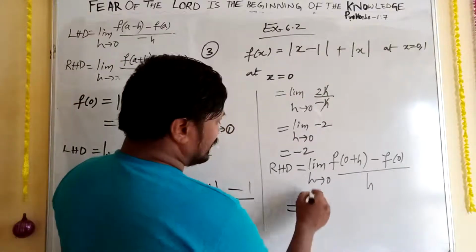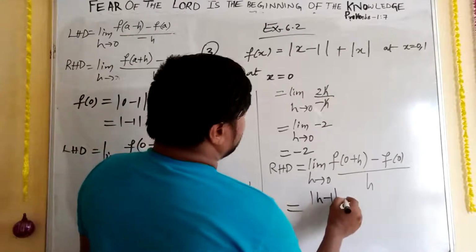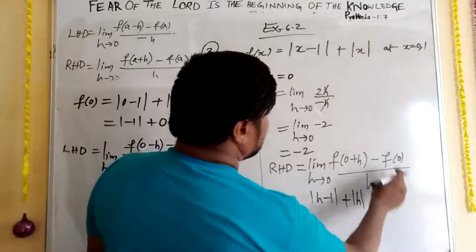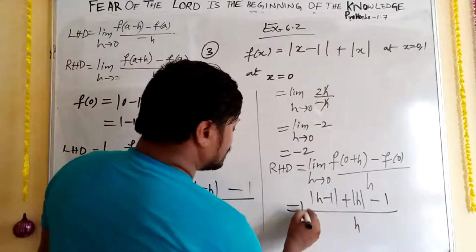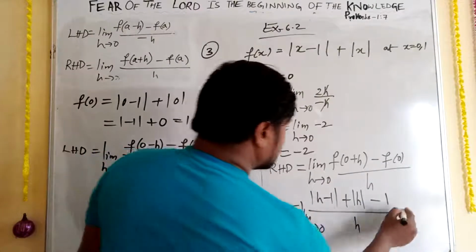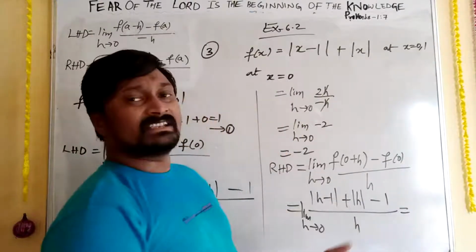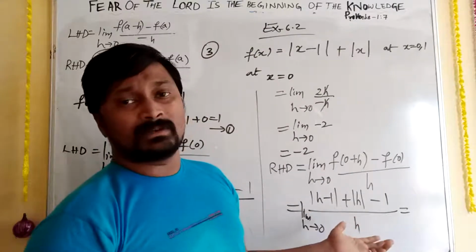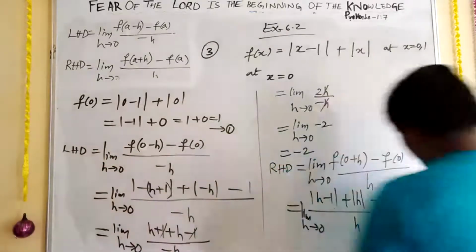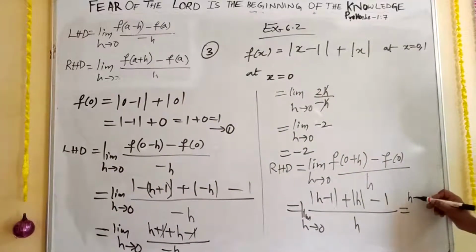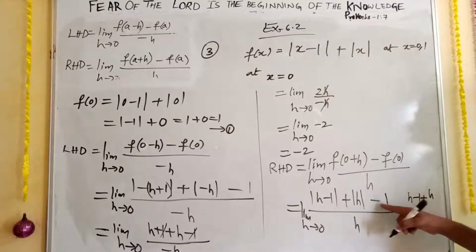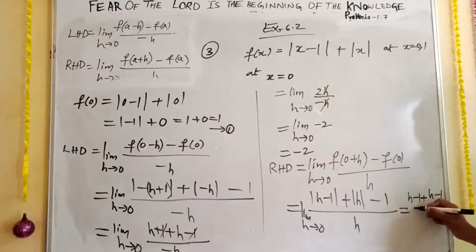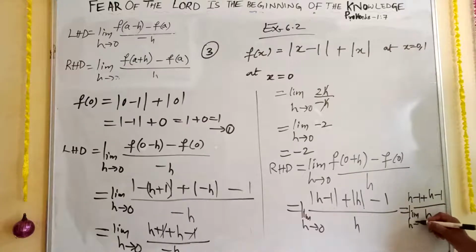So you can write here modulus of h minus 1 plus modulus of h minus f of 0, which you already know as 1, upon h, limit h tends to 0. This is equal to h minus 1 only, because here there is no common factor possible. So we can write it as h minus 1, so right here h minus 1 plus h, again here minus 1. So write that minus 1 upon h, limit h tends to 0.